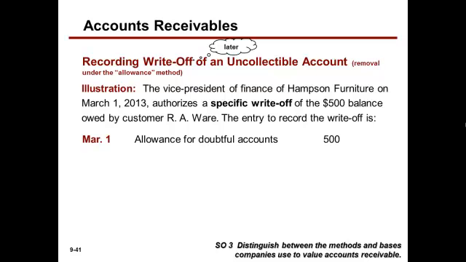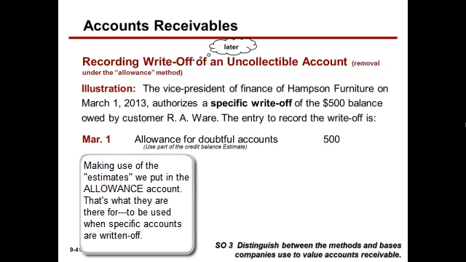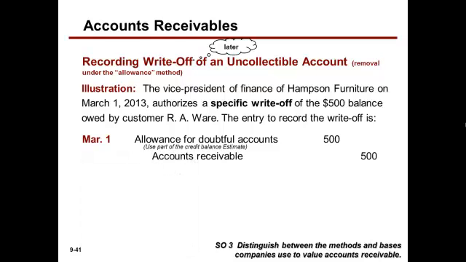Debit, allowance for doubtful accounts, $500. We're using part of the credit balance that was built up during the estimate stage. Credit, accounts receivable, $500. We're removing the R.A. Ware balance from our receivables with a credit to receivables. Assets goes down due to a receivable credit, and our allowance for doubtful accounts, that in effect is going down with a debit. Normal balance is a credit, it's going down with a debit.